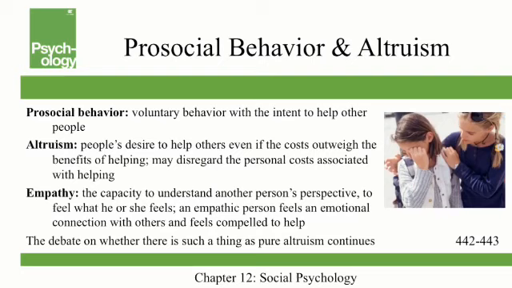Prosocial behavior is voluntary behavior with the intent to help other people. And so altruism is a person's desire to help others, even if the costs outweigh the benefits of helping. And so they may disregard the personal costs associated with helping.